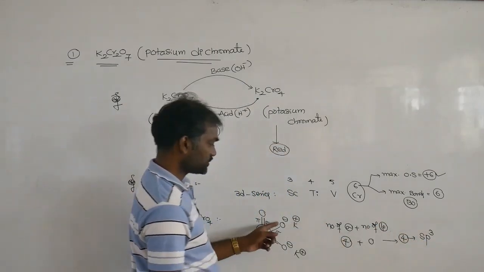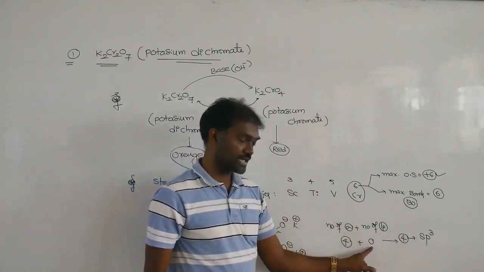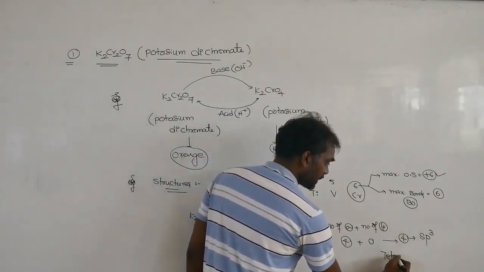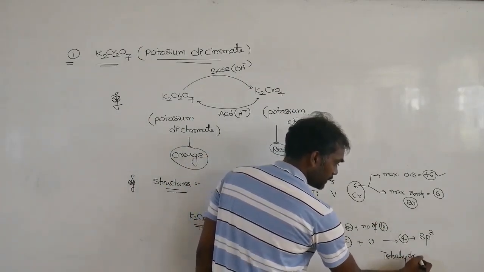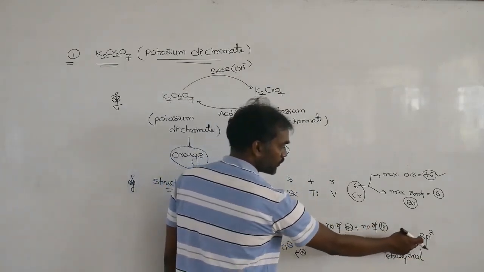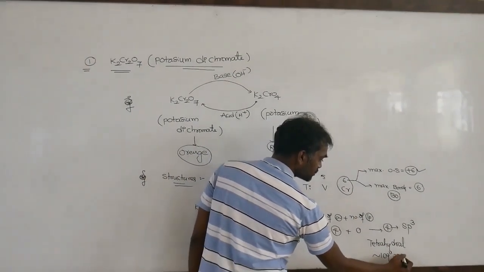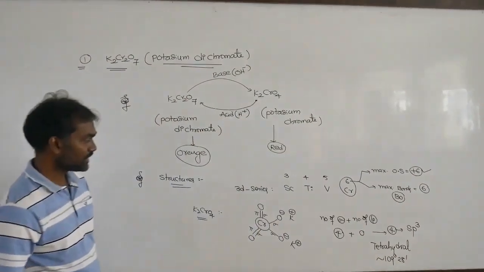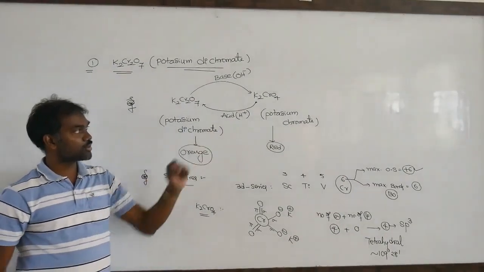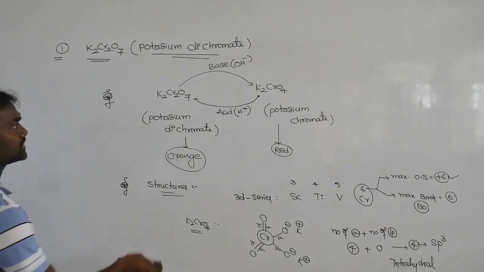There is no lone pair. If a lone pair comes, the structure is disturbed and the bond angle decreases. So the structure is tetrahedral. You already studied this in the chemical bonding chapter of your first year. So 4 means sp3, tetrahedral, and the bond angle is nearer to 109 degrees 28 minutes. So this is about K2CrO4, that means potassium chromate. Now we will see the structure of K2Cr2O7.